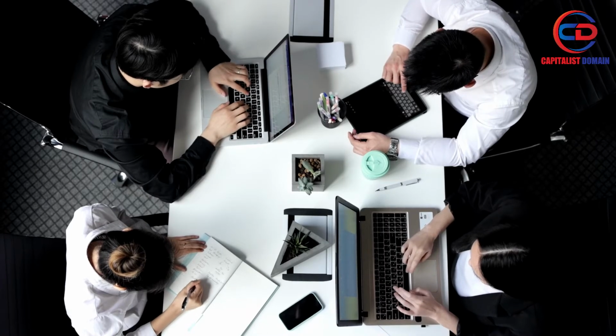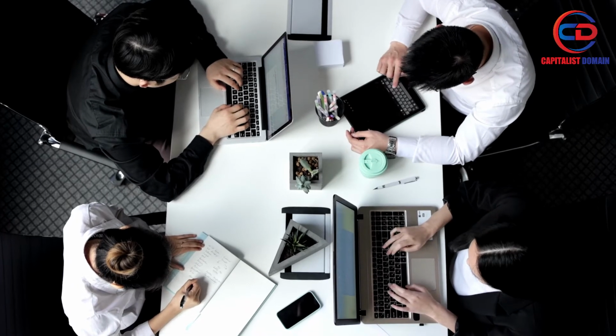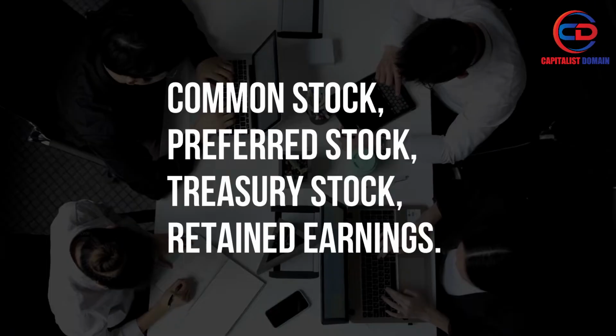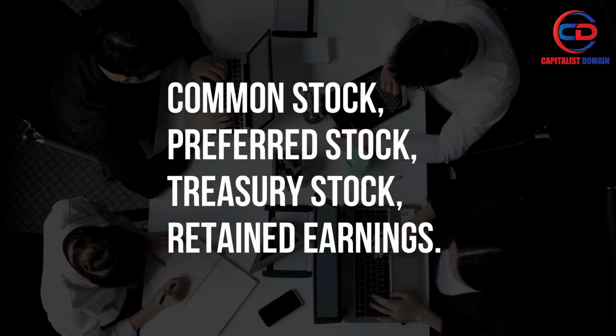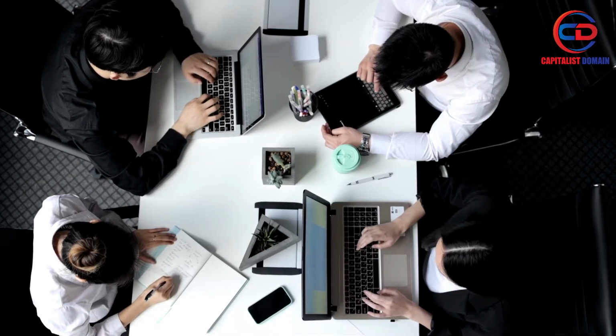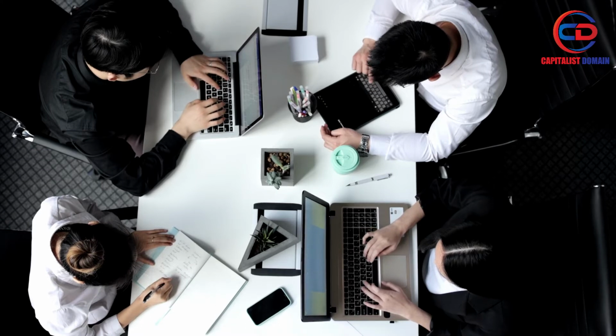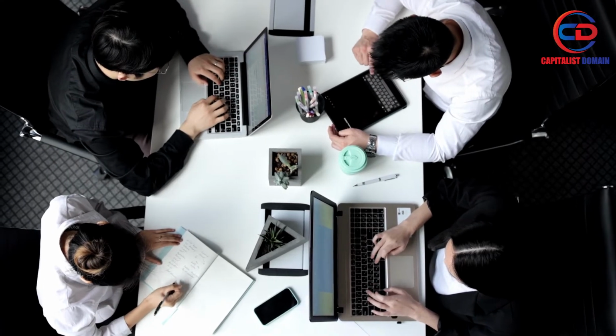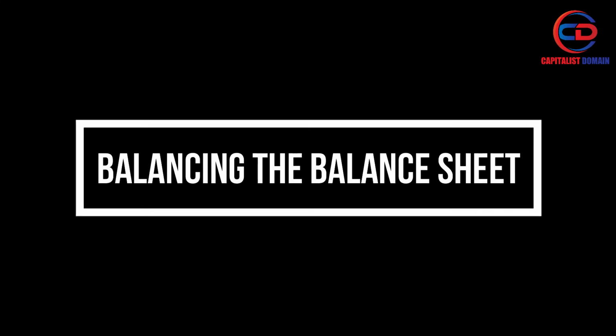There are components to shareholders' equity similar to assets and liabilities. These components include common stock, preferred stock, treasury stock, and retained earnings. It's best to calculate this data properly as miscalculations of equity can usually lead to an imbalance in the balance sheet. Balancing the balance sheet.